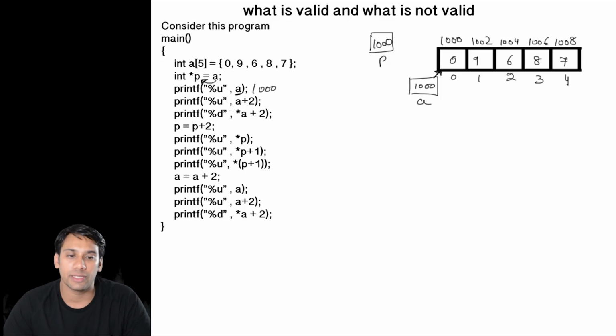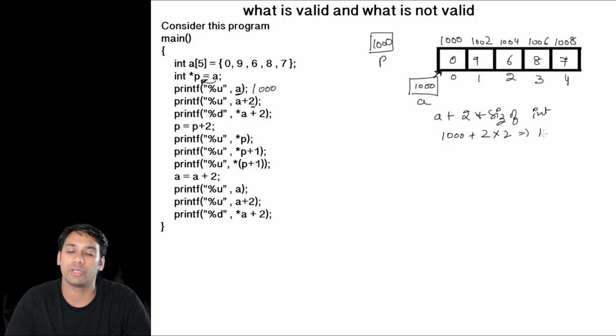Okay. In the next line I am doing A plus 2. A plus 2 means I am incrementing A by 2, and this statement is equivalent to A plus 2 into size of int. Therefore 1000 plus 2 into 2, which is equal to 1004. So it is now going to print 1004.